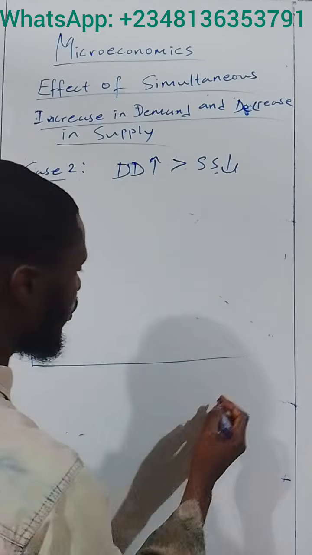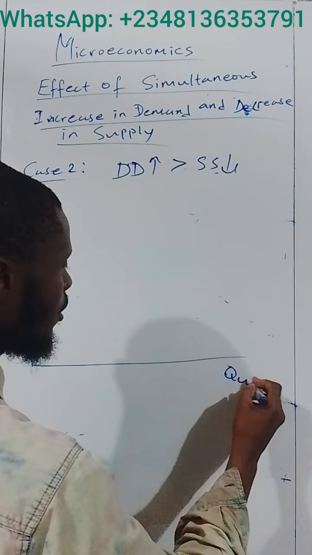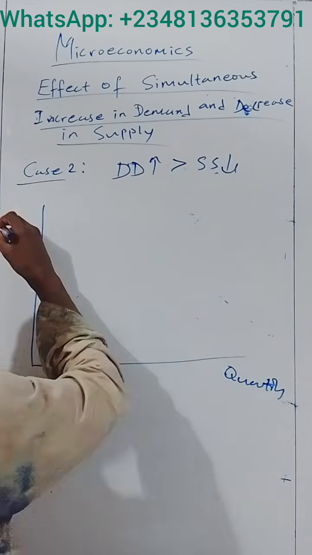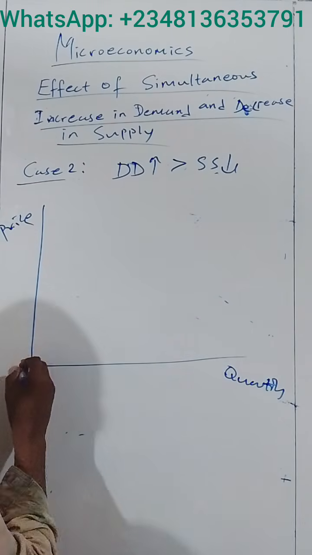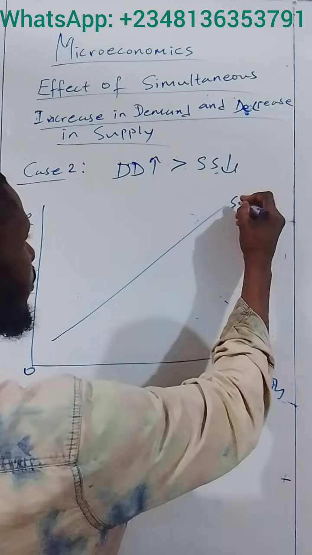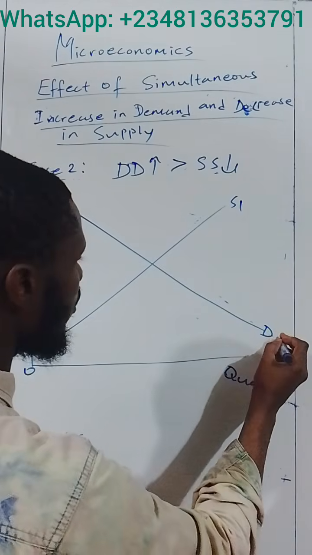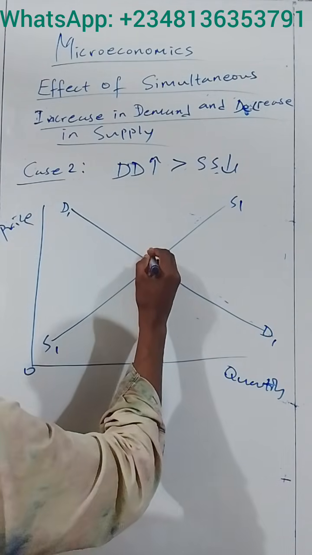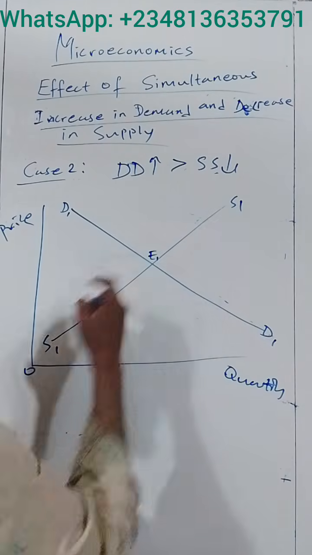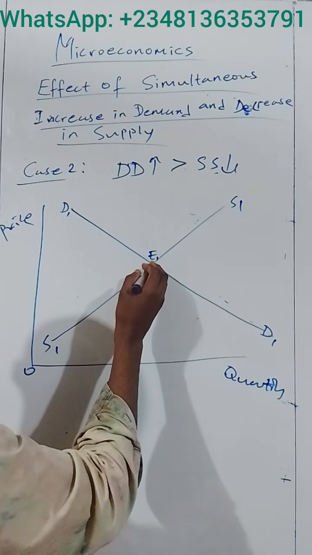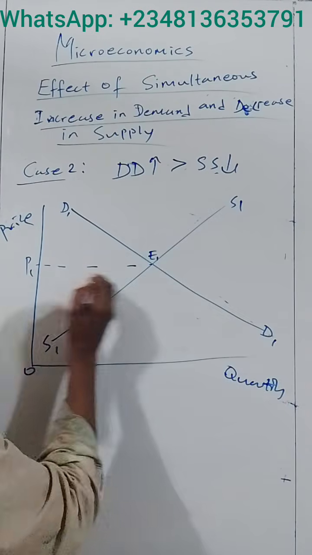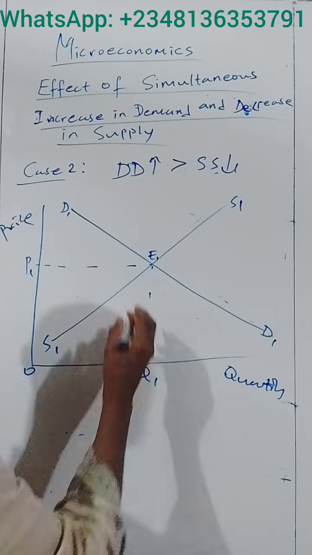The initial equilibrium, I want to draw that. This is the quantity axis, this is price, this is the origin. So let's have our supply curve S1. Then we draw our demand curve D1. And this is the equilibrium where S1 and D1 intersect. So we call this P1, we call this Q1.